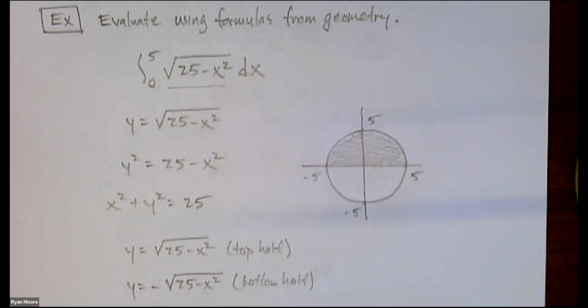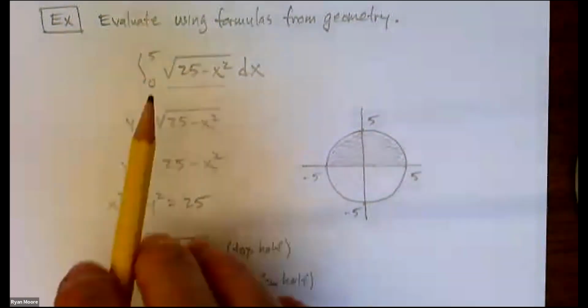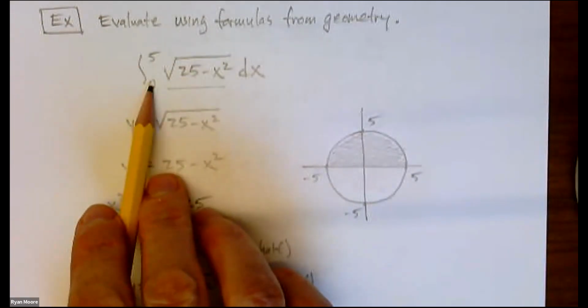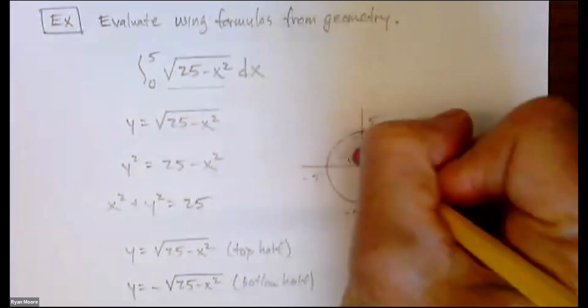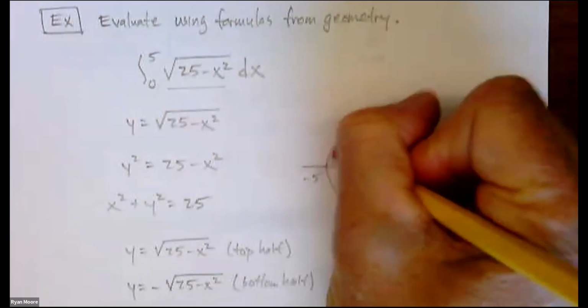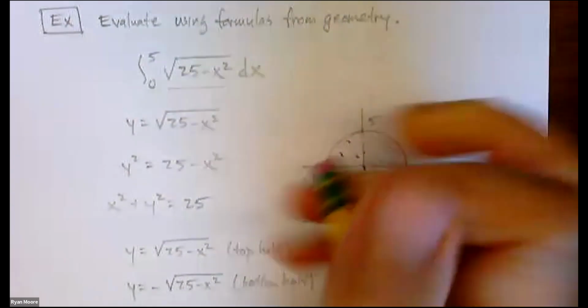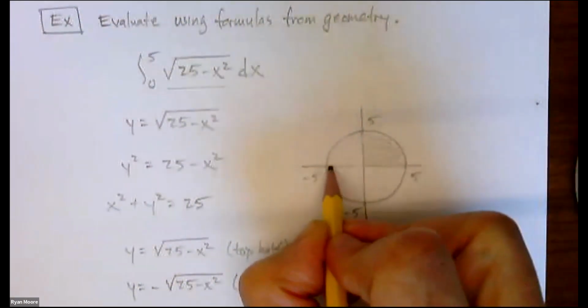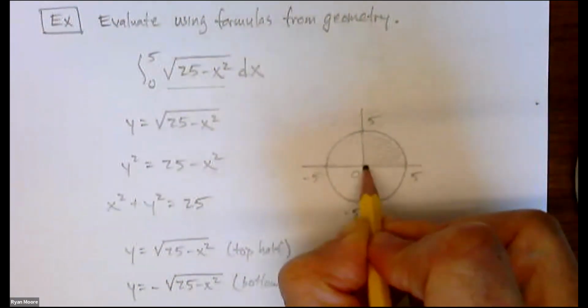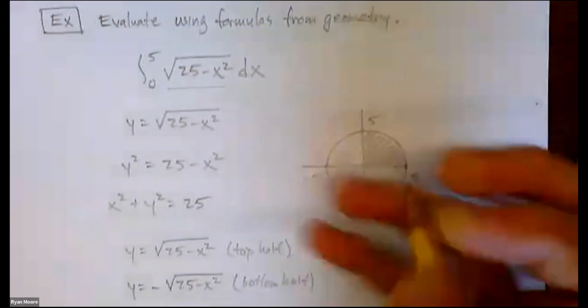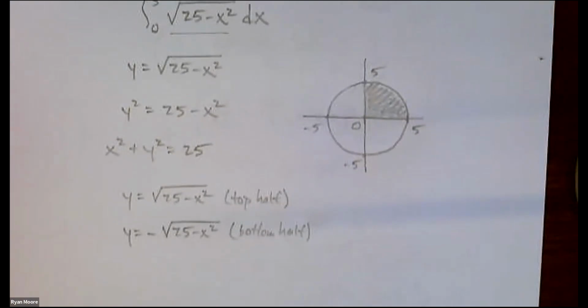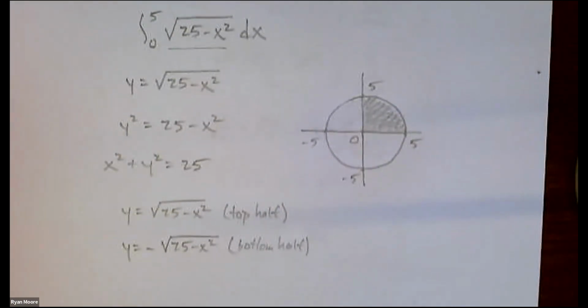So we don't want the area of the entire circle. We just want part of it. And you know what? I'm looking even closer. It actually says from 0 to 5. So we don't even want the entire upper half. We only want the portion in the upper half going from 0 to positive 5 right here. So a quarter of the circle.